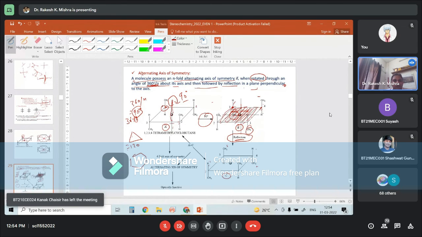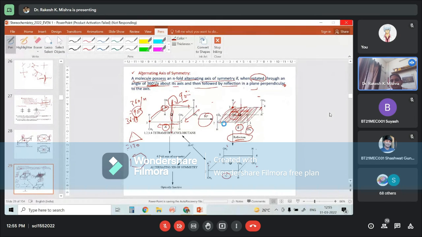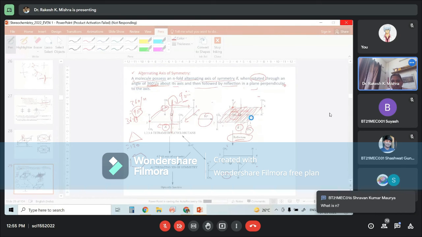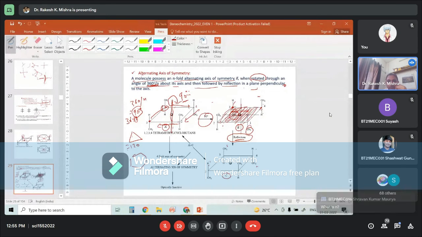You have chosen one axis here, rotated through 360 by n, that is 90 degree. So this 3 will go here, 4 will go here, 1 will go here, 2 will go here. So whatever is moving, you have to make that structure here now. So once you make that structure, then perpendicular to that axis, you have to put the mirror here.